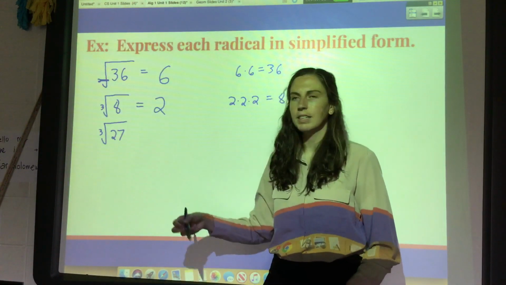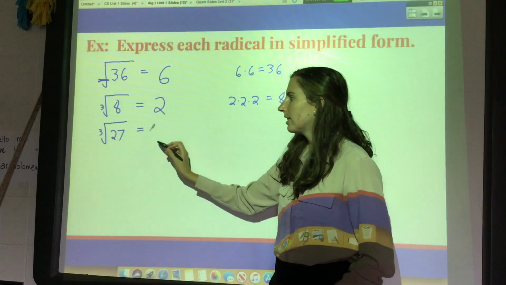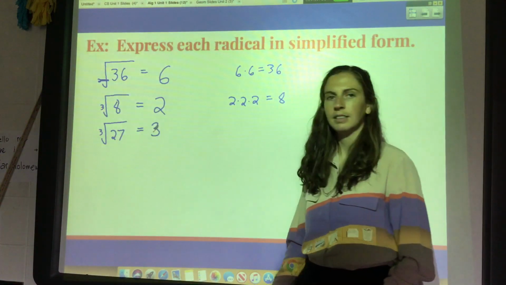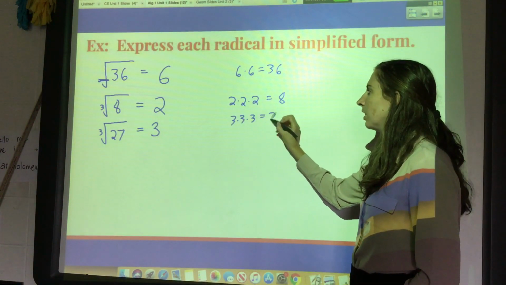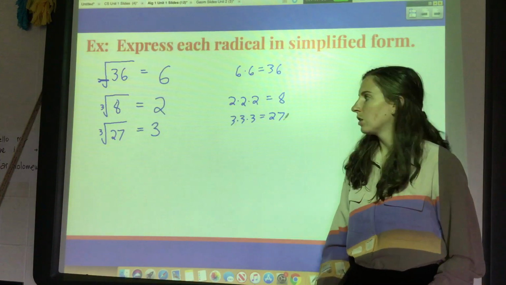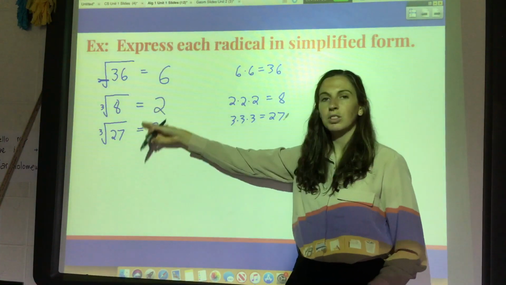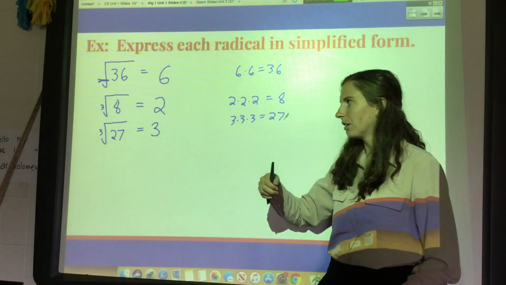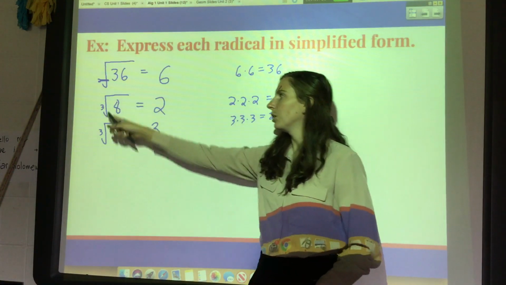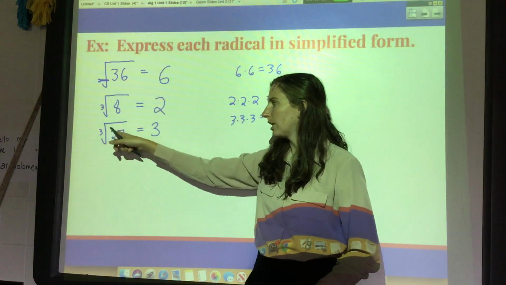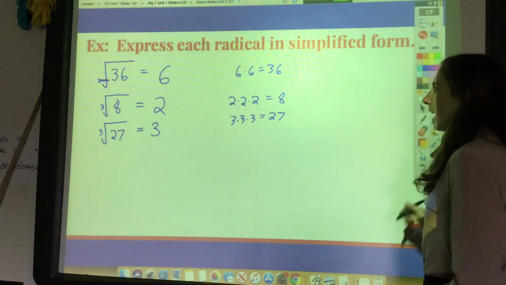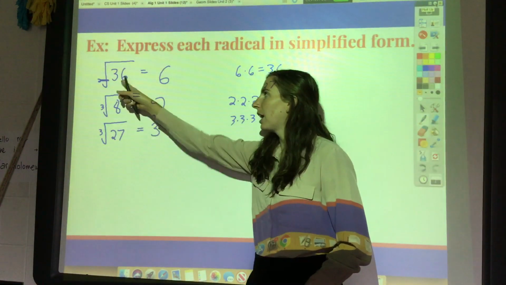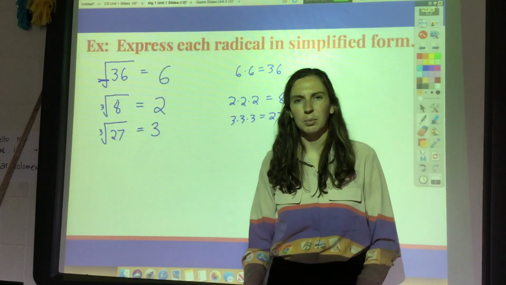With 27, the cube root of 27 is 3. That's because 3 times 3 times 3 gives you 27. So these are 2 cube roots you probably want to have memorized, just kind of off the top of your head. The cube root of 8 is 2, the cube root of 27 is 3. All right, so with radicals, sometimes they evaluate to a whole number, but sometimes they don't.